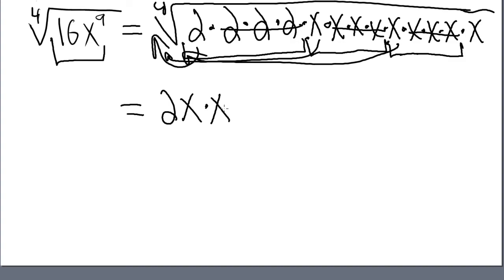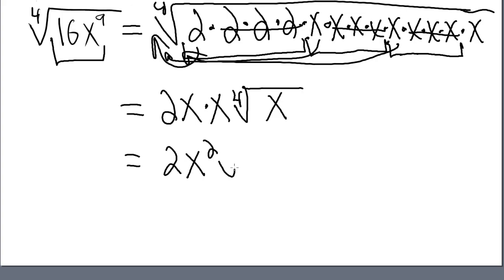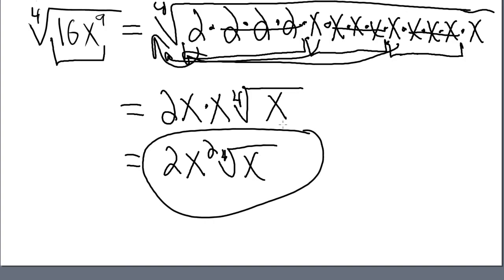And then we just have a single x left over, but since it's not in a group of 4, it has to stay inside of our root 4 radical. Well, x times x is the same thing as x squared, so we simplify it further to 2x squared times the 4th root of x, and that is our simplified radical.